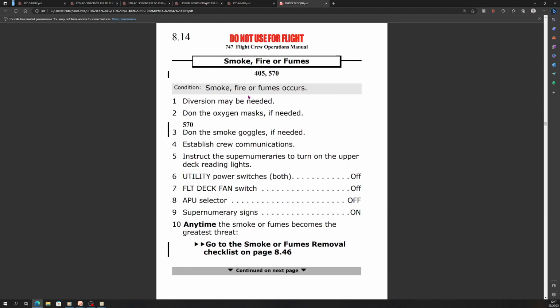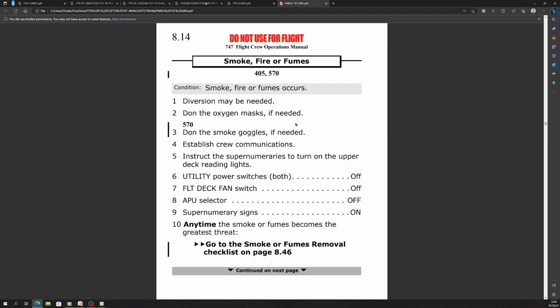Condition is smoke, fire, fumes occur. Diversion may be needed. Okay, you may want to divert right away. It depends what the situation is, and we find that it's more beneficial not to wait. If you're not sure, start a diversion if you need to. It may be something that can be controlled. If it is, then you may not need to divert. But if you're not sure what's going on, they can't tell where the fumes or the fire or the smoke is coming from, you need to divert.